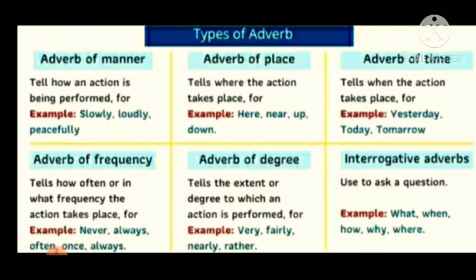Adverbs of manner tell us how an action is being performed. For example, slowly or loudly or peacefully. Next come the adverbs of place. They tell where the action takes place. For example, here, there, near, up, down, etc. Similarly, adverbs of time tell us when the action takes place. For example, yesterday, today, or tomorrow.